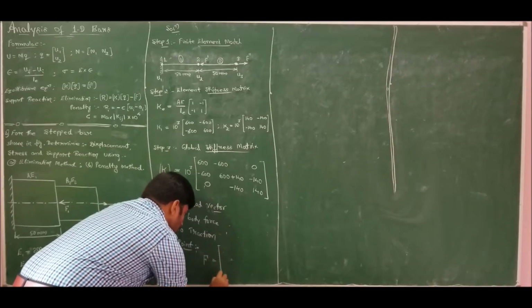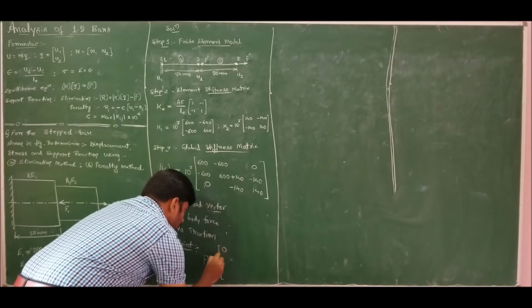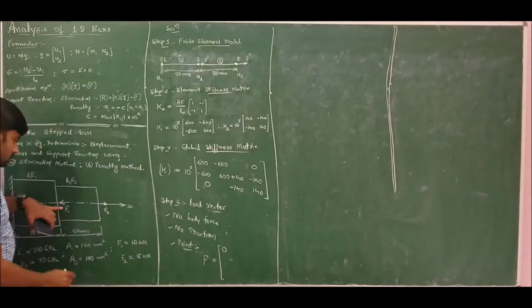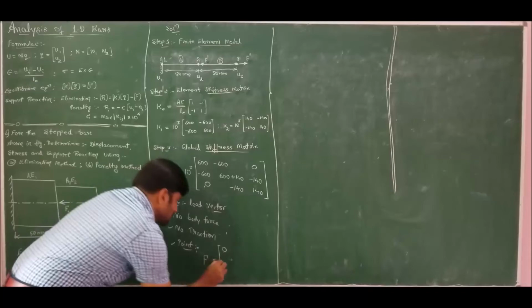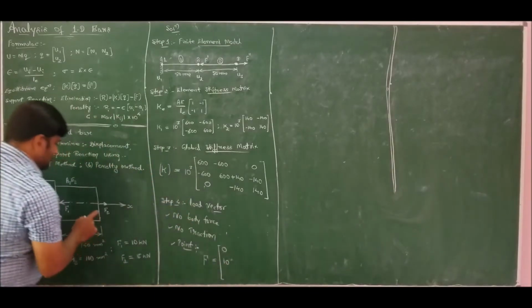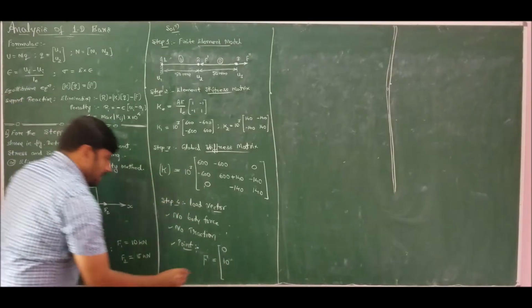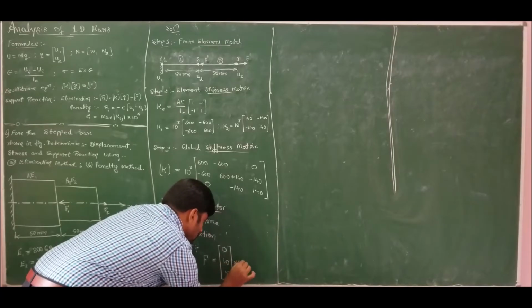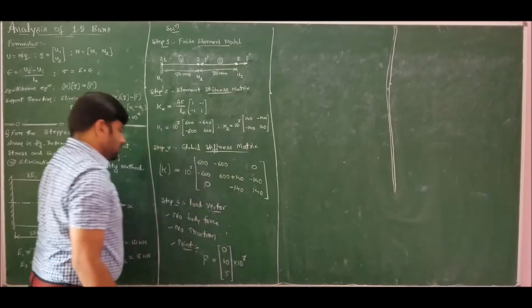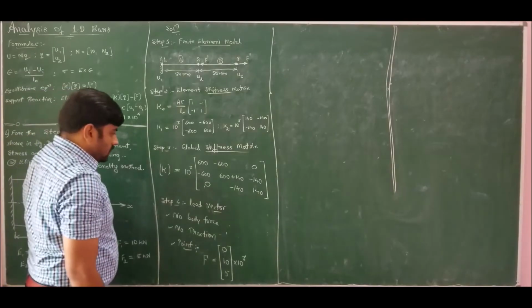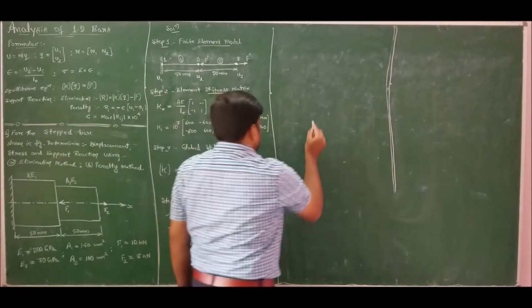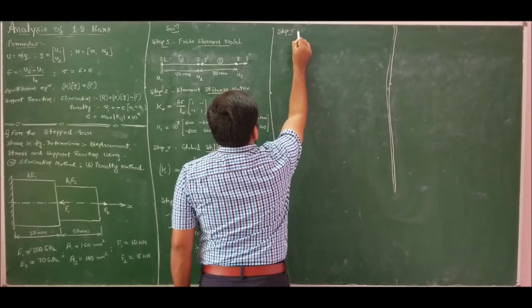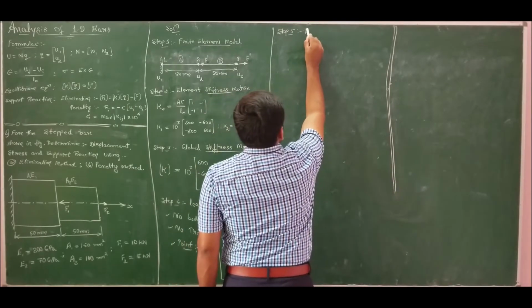So therefore, at node 1 we don't have any load. At node 2 we have a load of 10 kilonewtons. At node number 3 we have a load of 5 kilonewtons into 10 to the power of 3. So this completes the load vector. Now moving to step number 5, which is the equilibrium equation.